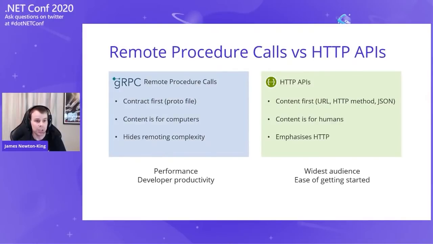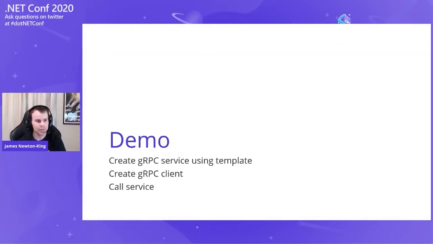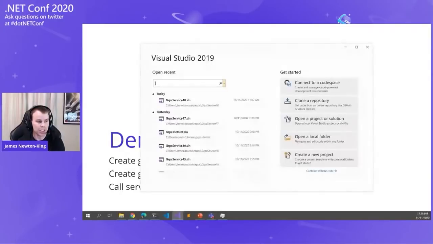You don't need to set up any code generation. And if you want to call a RESTful API, you can just call it in a couple of lines of JavaScript. You don't need to get any other tooling involved. So with that, let's demo building a basic gRPC service and app for calling it.